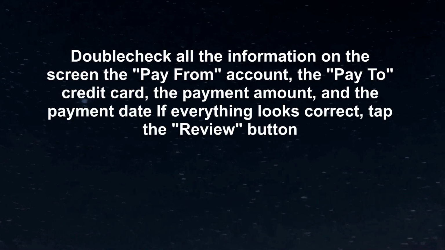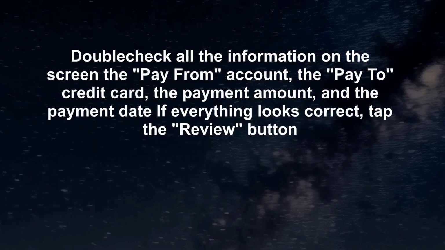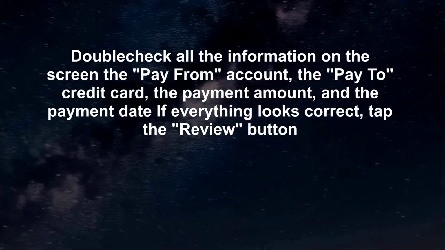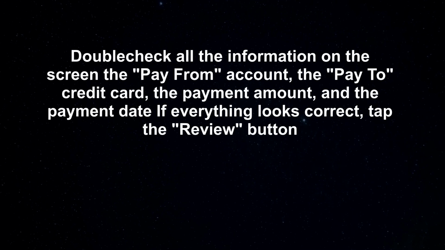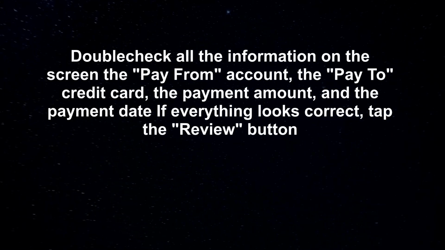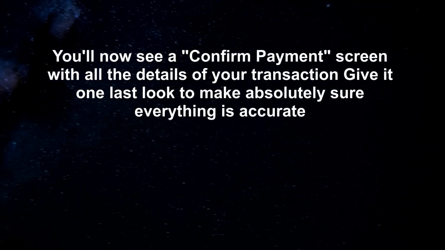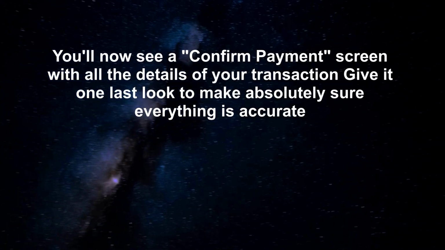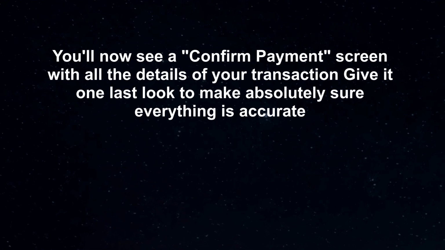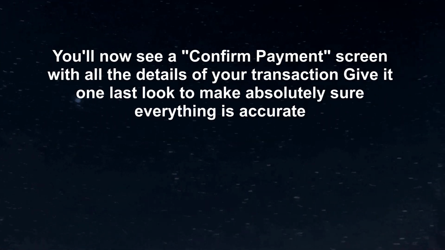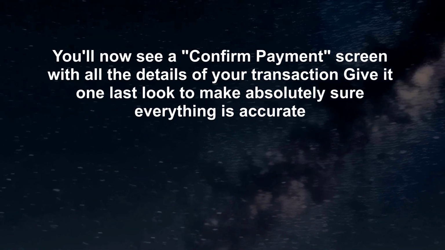Double check all the information on the screen: the Pay From account, the Pay To credit card, the payment amount, and the payment date. If everything looks correct, tap the Review button. You'll now see a confirm payment screen with all the details of your transaction. Give it one last look to make absolutely sure everything is accurate.